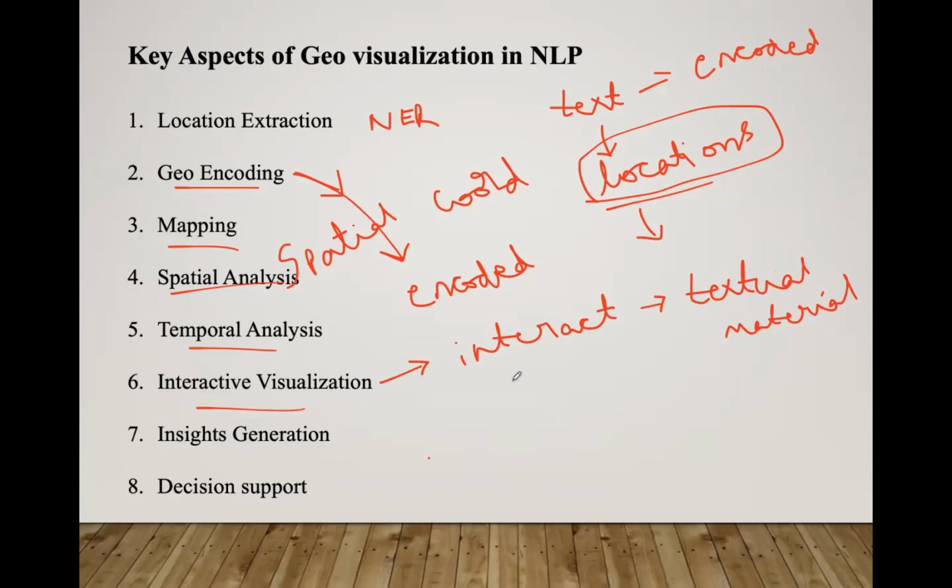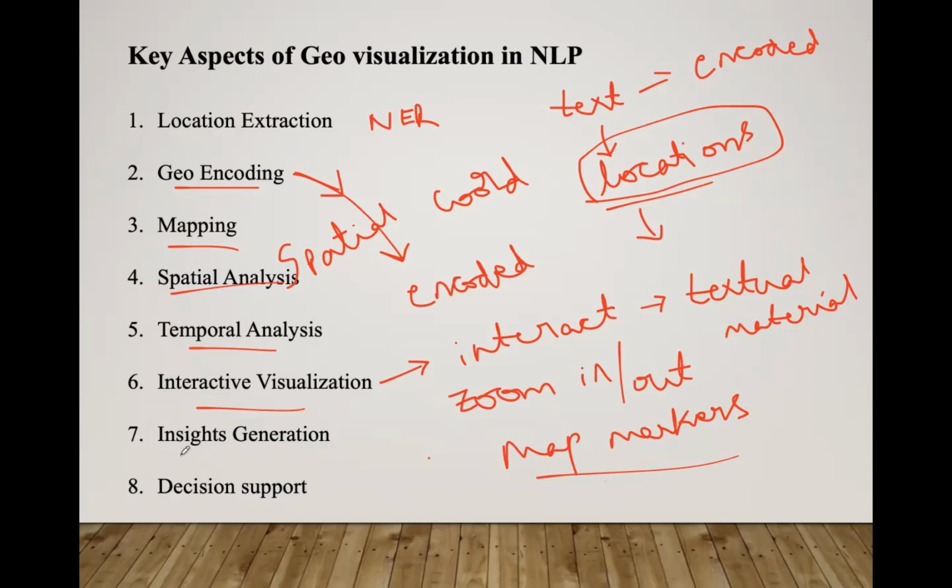So what are the activities that a user can perform here? The user can either zoom in or zoom out, and can filter data depending on criteria. They can also click on map markers in order to view additional information.